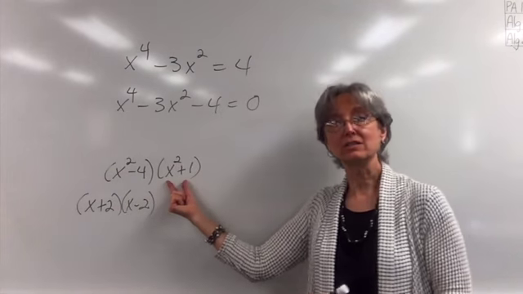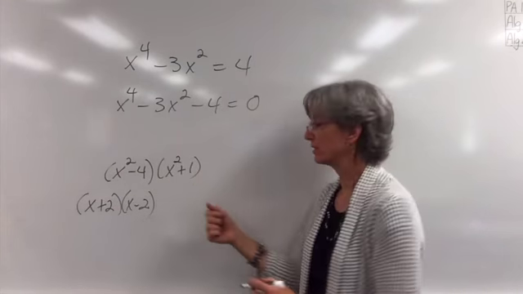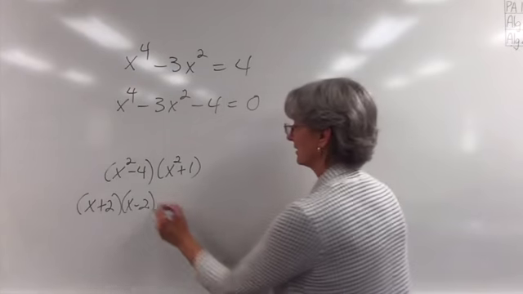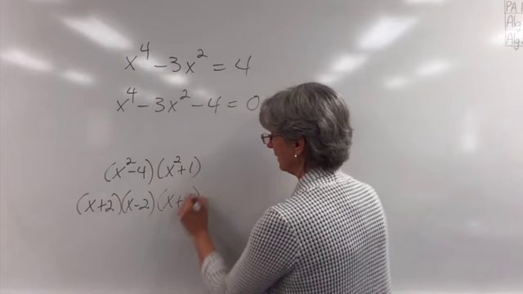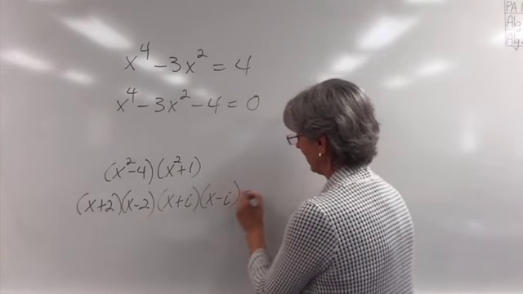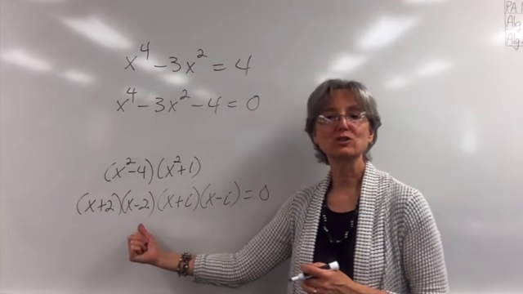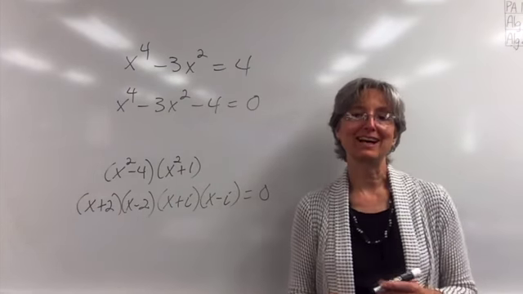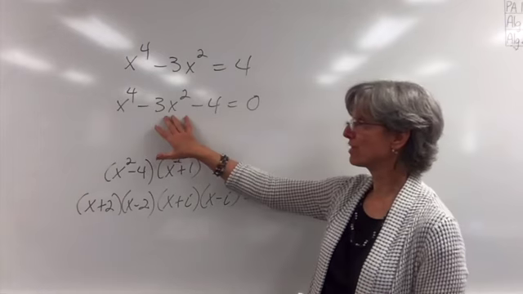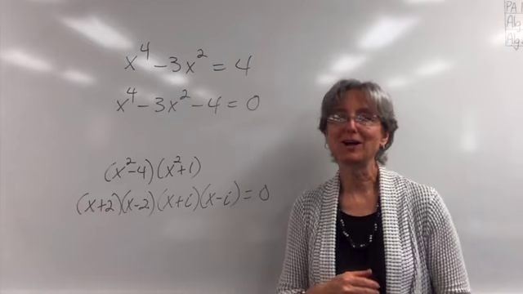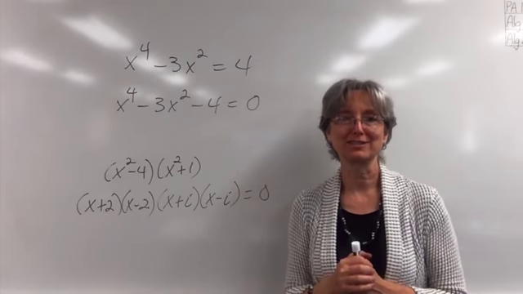And here is a sum of two perfect squares. So this is x plus 1i, x minus 1i. So x plus i, x minus i, and all that equals 0. So our solutions are plus and minus 2 and plus and minus i. And so watch for that kind of pattern. Don't let these powers freak you out. You already know how to do this.